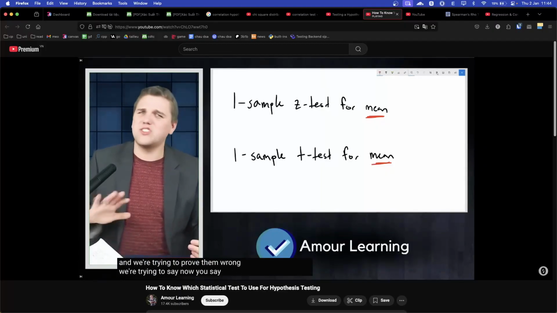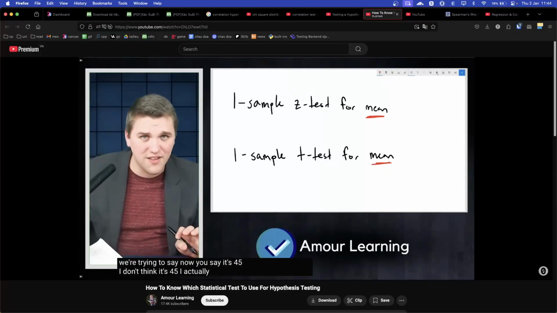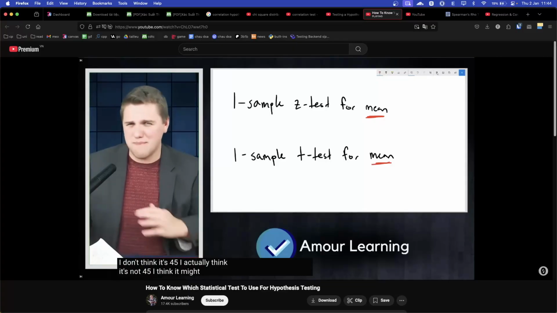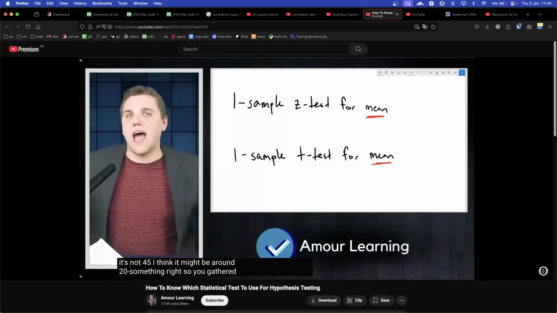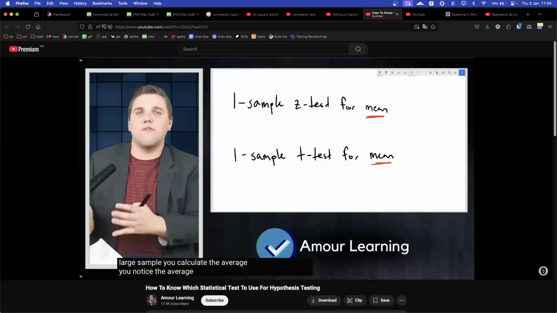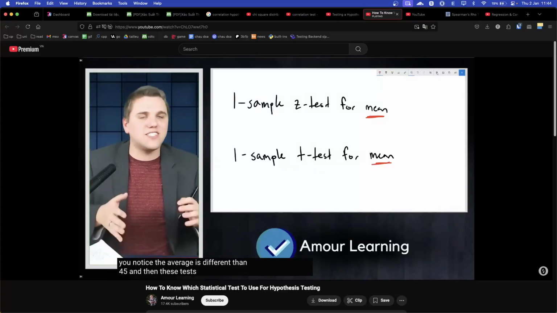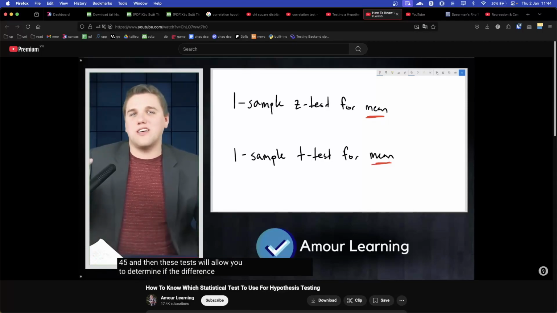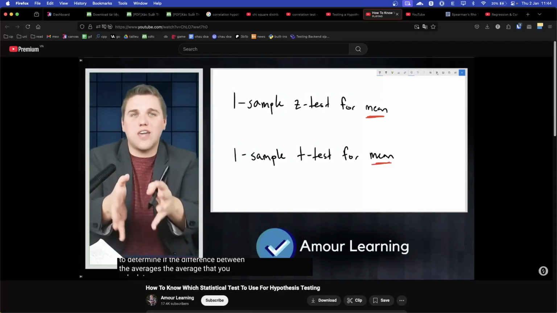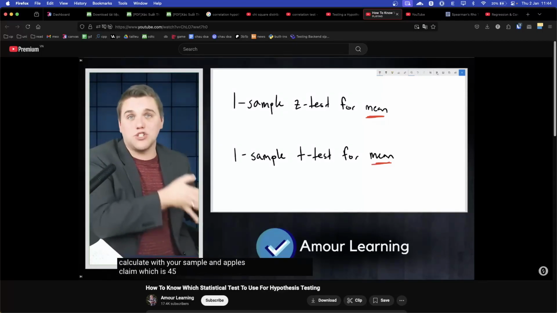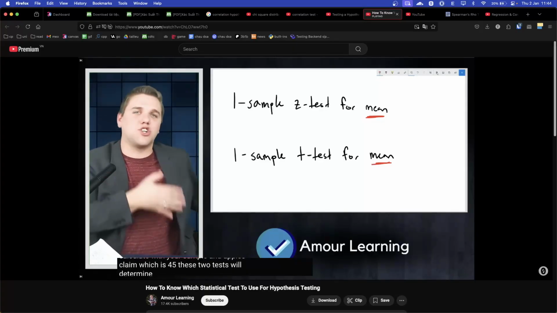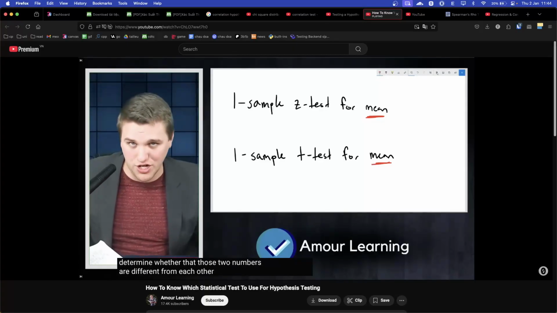We're trying to say, no, you say it's 45. I don't think it's 45. I actually think it might be around 20 something. So you gather a large sample, you calculate the average, you notice the average is different than 45. And then these tests will allow you to determine if the difference between the average that you calculate with your sample and Apple's claim, which is 45, these two tests will determine whether or not those two numbers are different from each other.